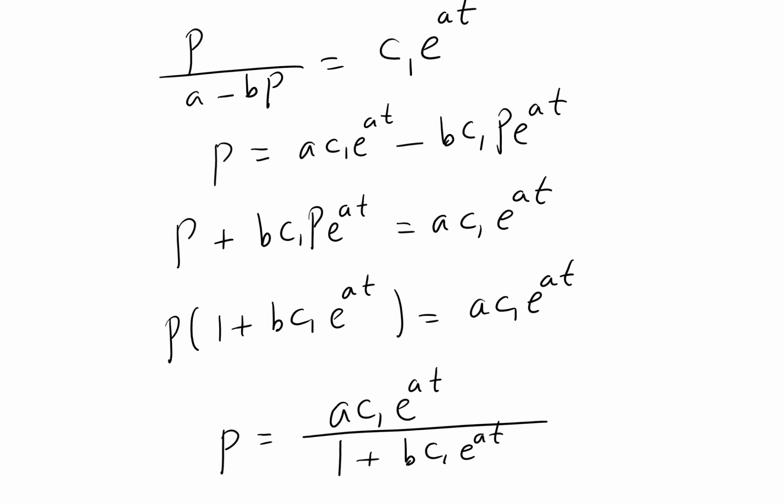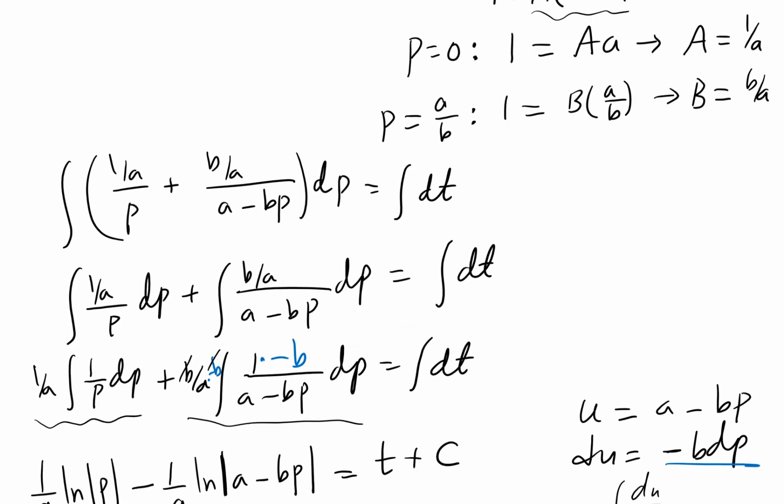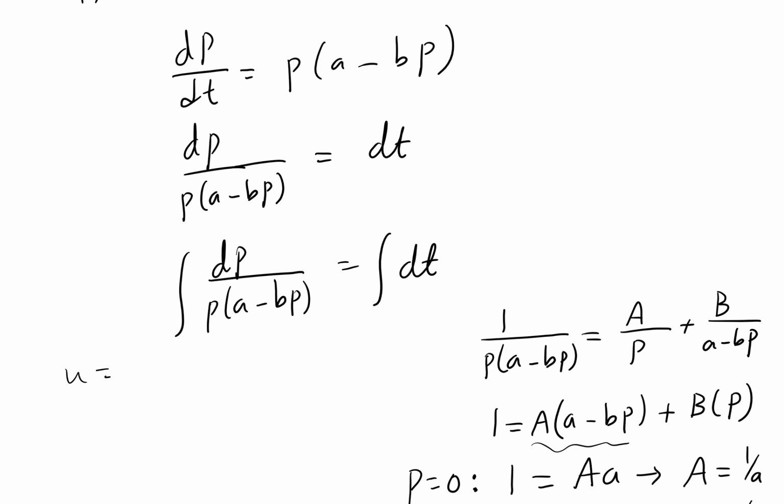What can be done with U-substitution? The original equation? Yeah, how can that be done? We're going to come back to this to finish it up. So if you take U equals A minus BP, then du is negative B dP. How can we finish this up?